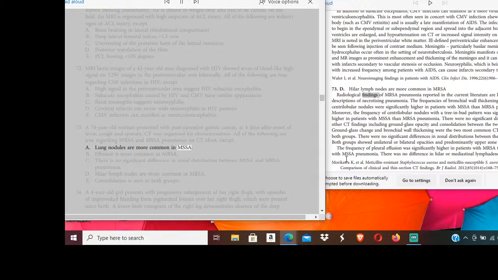A. Lung nodules are more common in MSSA. B. Effusion is more common in MRSA. C. There is no significant difference in zonal distribution between MSSA and MRSA pneumonia. D. Hilar lymph nodes are more common in MRSA. E. Consolidation is seen in both groups.